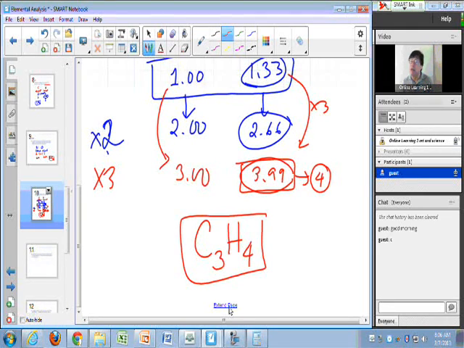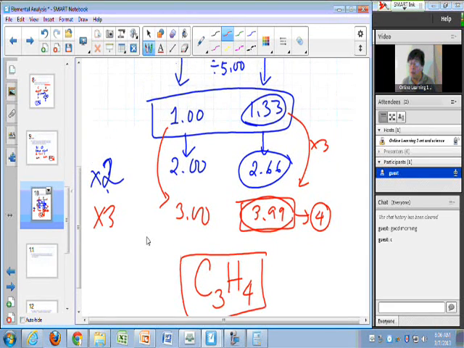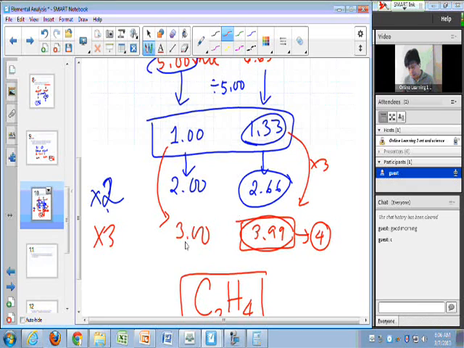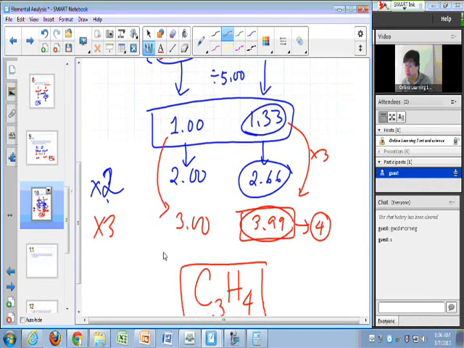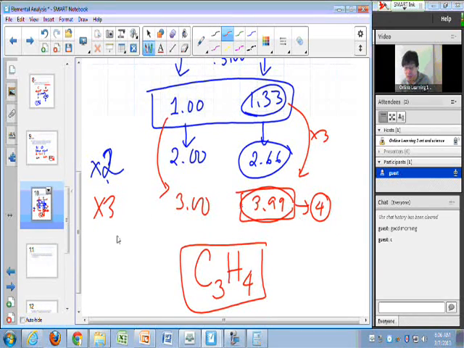Okay, so keep that in mind when you are determining empirical formulas. You want numbers that are as close to an integer, a whole number, as possible. Okay, so if you're off by anywhere between 0.01 to 0.05, that should be close enough. You have to go by your sig figs. Okay.